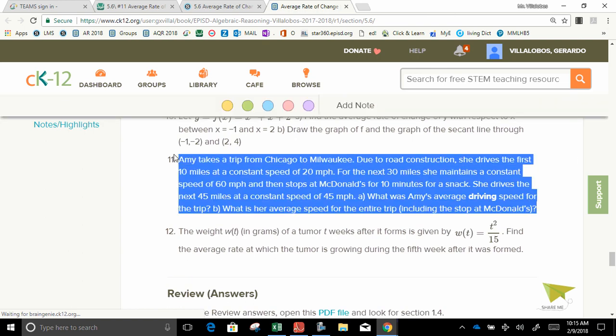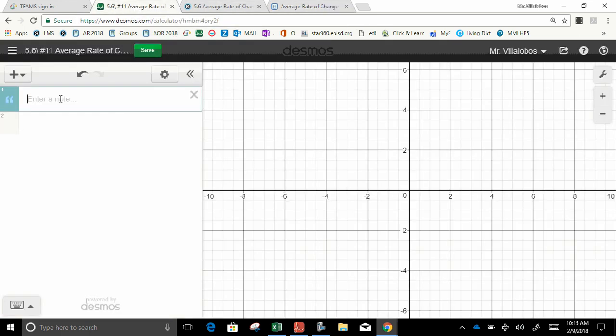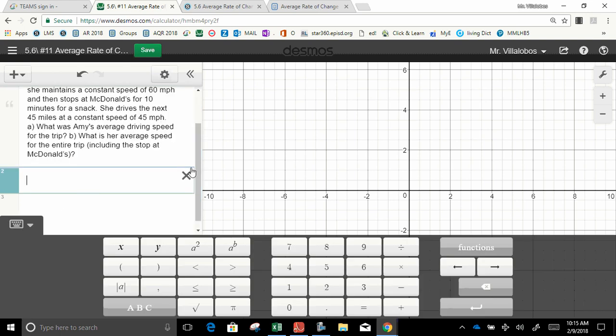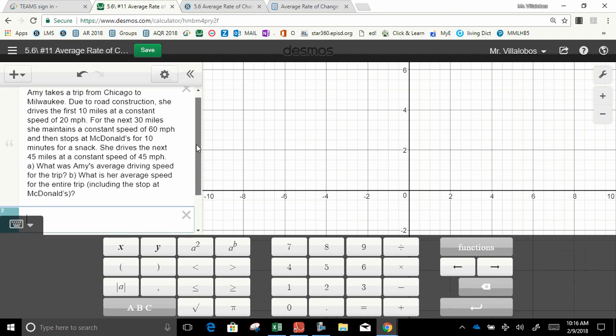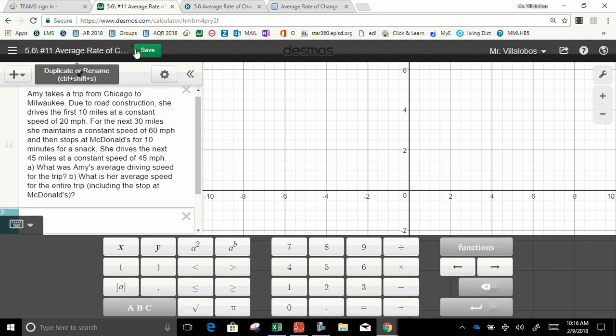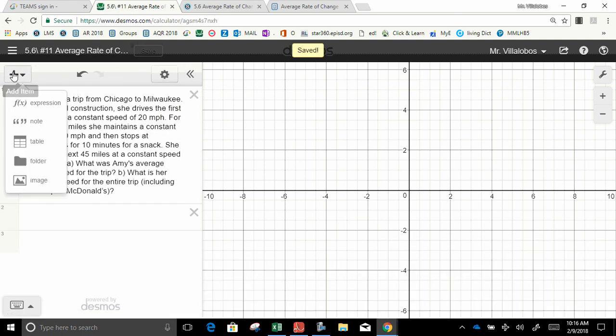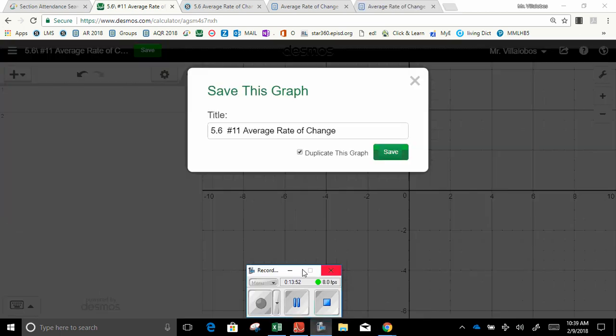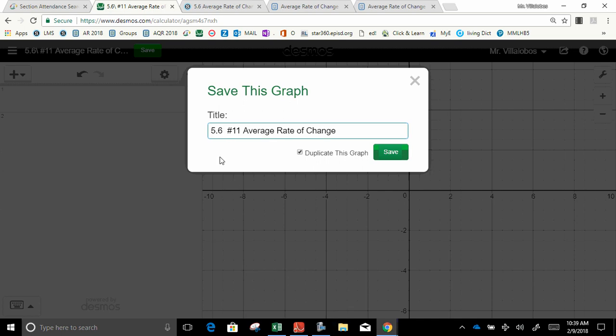My computer doesn't let me screenshot. Control C, and then I'm going to go to my Desmos. And in my note, I'm going to Control V that. Thank you very much. That's easy typing. So, what is the question? How do I do this? I'm going to add a table. Saving it in case it crashes me. Here we go. So here's 5.6 number 11 average rate of change, saving it.